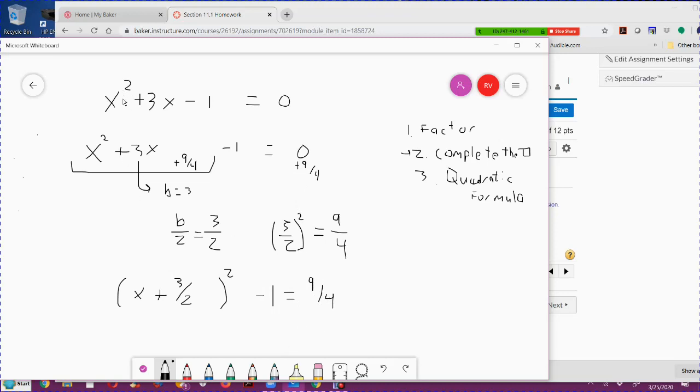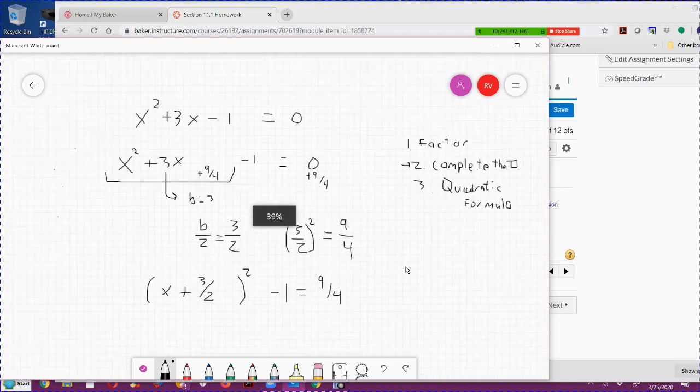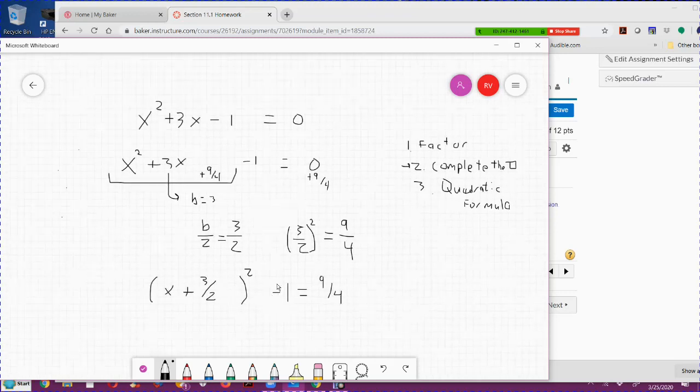All right, so that's the hard part, creating the perfect square trinomial. That's the completing the square process. The rest of this is to get the square term by itself. So I'm going to add the 1 to the other side. Getting a common denominator, that's 9/4 plus 4/4, so that's going to be 13/4. And then I have the perfect square trinomial, the x plus 3 halves quantity squared.